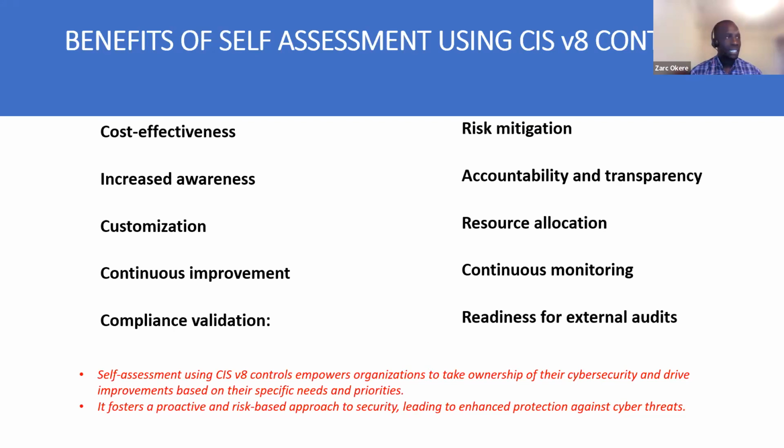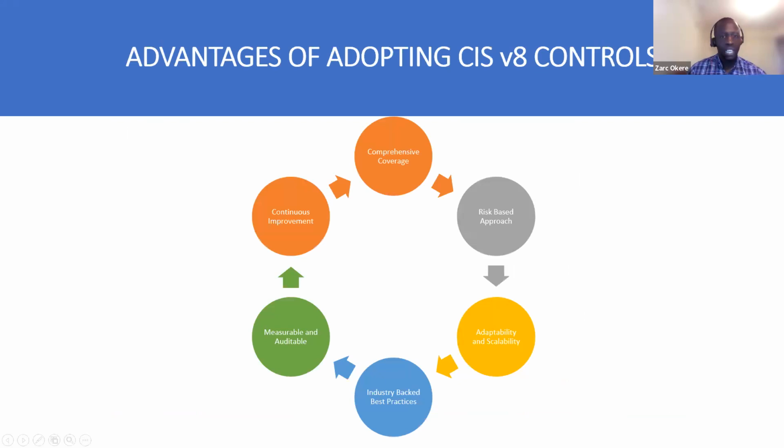So there's risk mitigation, accountability, and transparency. You can generate the report and share it with your colleagues, with your board, and everyone is going to see what's really happening. Also resource allocation, which is very important. You know who is supposed to deal with what. If there is a shortfall or you need someone else, the controls are going to show you that this is where we are falling short of staff or resources.